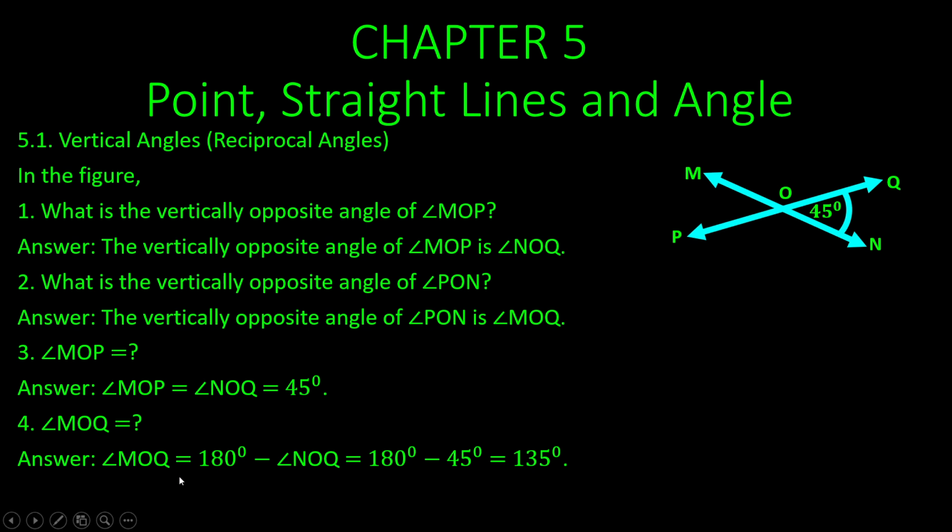So we can write MOQ equals 180 degrees minus NOQ. That means if we subtract this NOQ from the whole 180 degrees, then we'll find MOQ. So subtracting NOQ from 180 degrees, we get 135 degrees. So we can say that the angle MOQ equals 135 degrees.